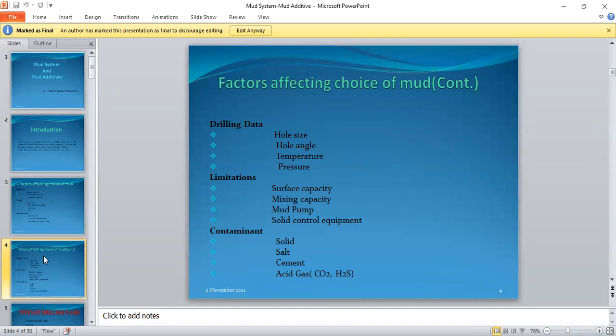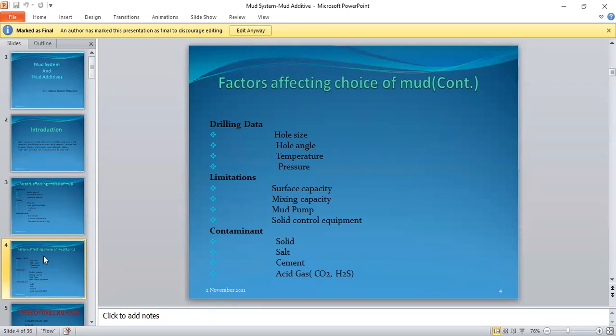Contaminants. Now, when we talk about contaminants, they are things that enter your mud from the formation. As you're drilling, these things are entering your mud. Solids are the greatest enemy of the mud engineer, because that is the reason why you have the mud, to remove solids and to remove cuttings. That's the reason for the mud. Remember, cuttings removal is one of the primary functions of the mud. What kind of solids are there? Salt. Are you drilling through a salt formation? If salt enters, how will you treat it? How will you handle it?